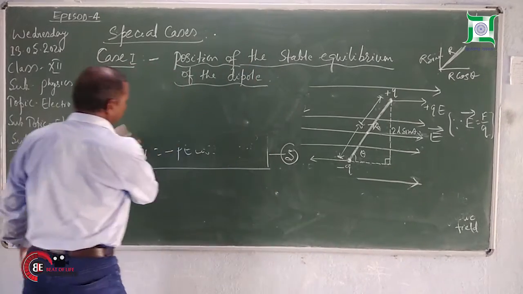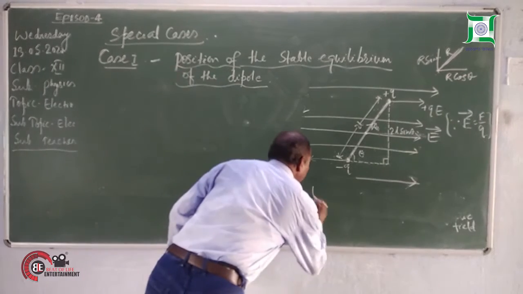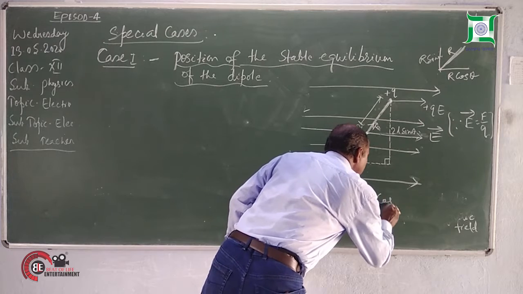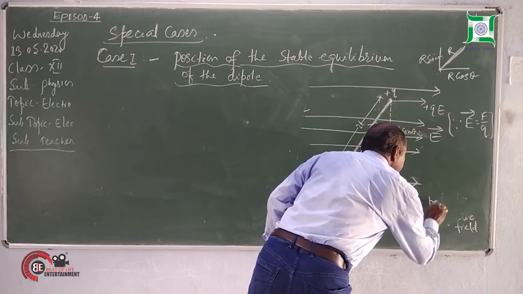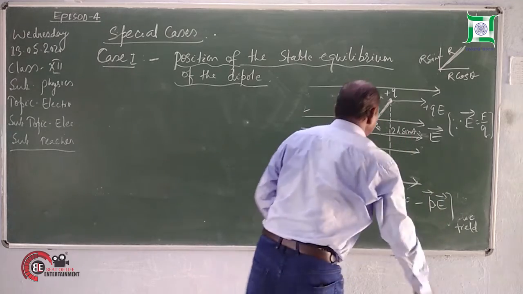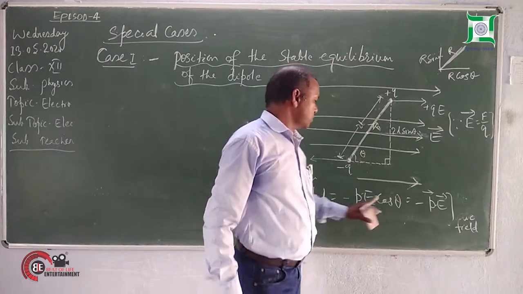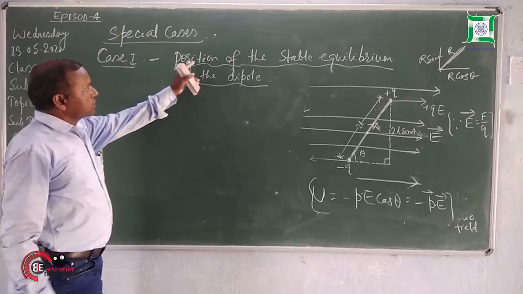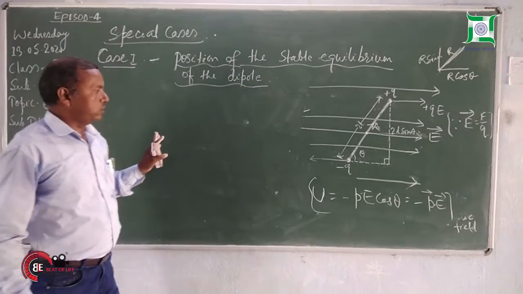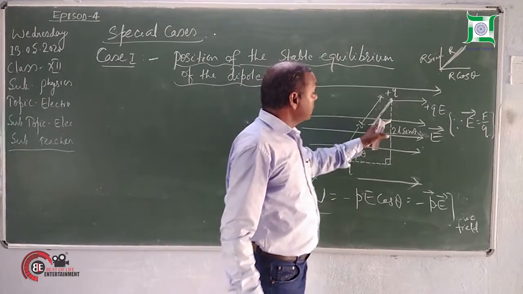So we see here, we have obtained the final expression for electric potential energy of the dipole: U is equal to minus P E cos theta is equal to minus P dot E. This is the final expression. By this expression we can find the three conditions. First condition is the position of the stable equilibrium of the dipole. When will a dipole be in a stable equilibrium?